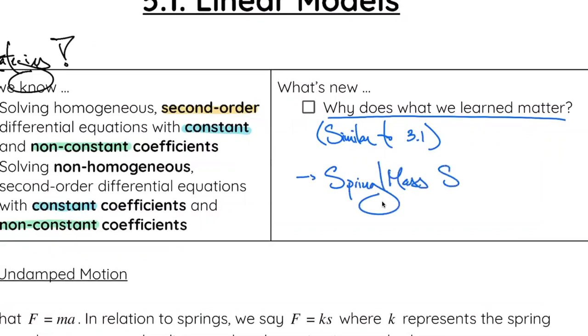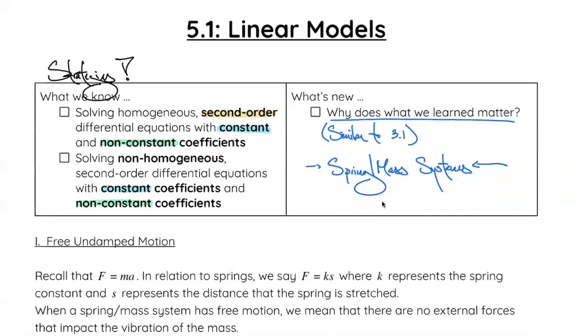Our focus for this section in particular is going to be looking at spring mass systems. In other words, we have some sort of weight attached to a spring, and how does that weight move over time, depending on how stretchy or not stretchy the spring is, how heavy the mass is? Also thinking about, do we just let it go from rest, or are we starting it with some sort of motion?